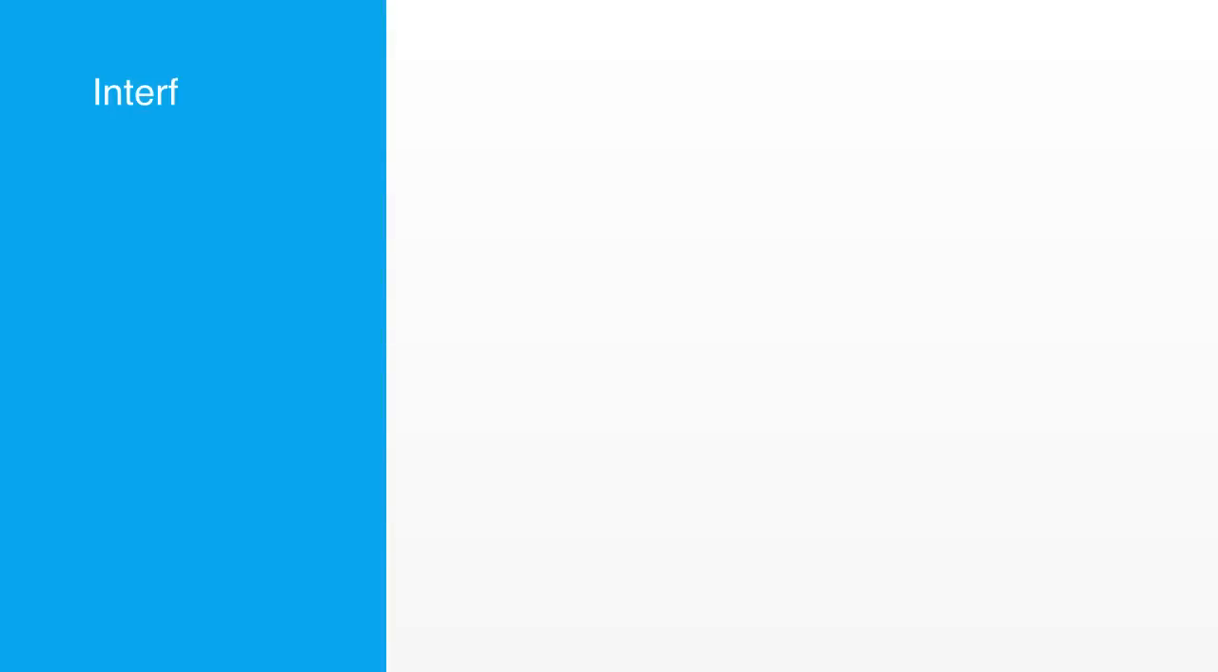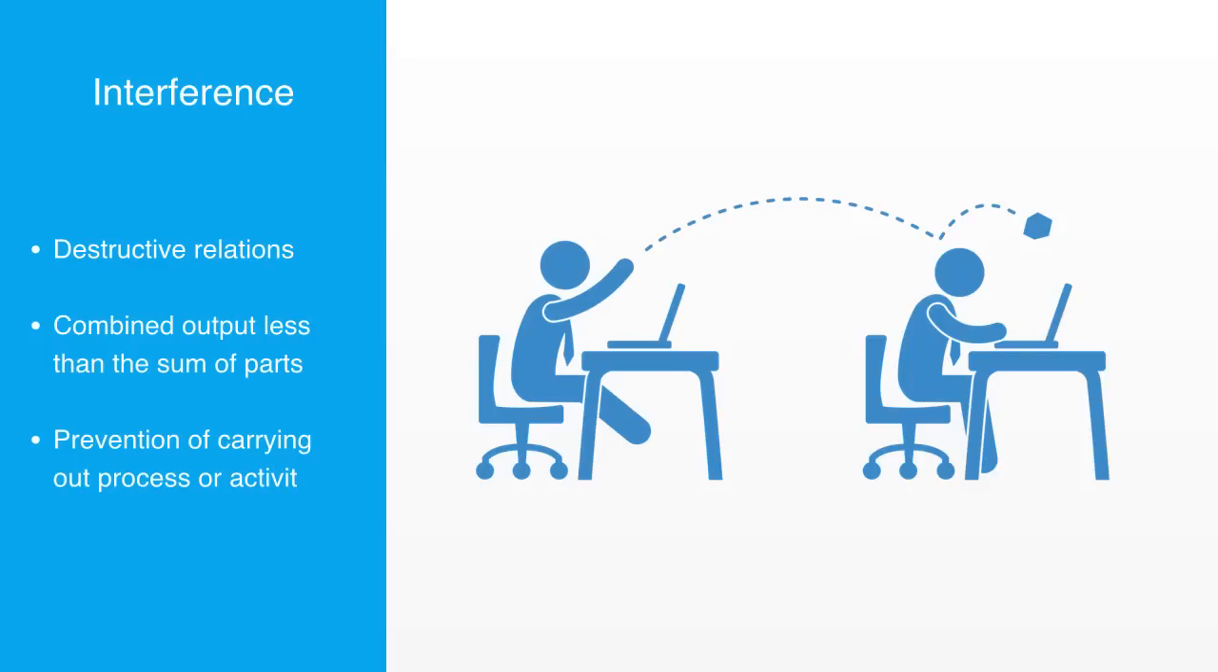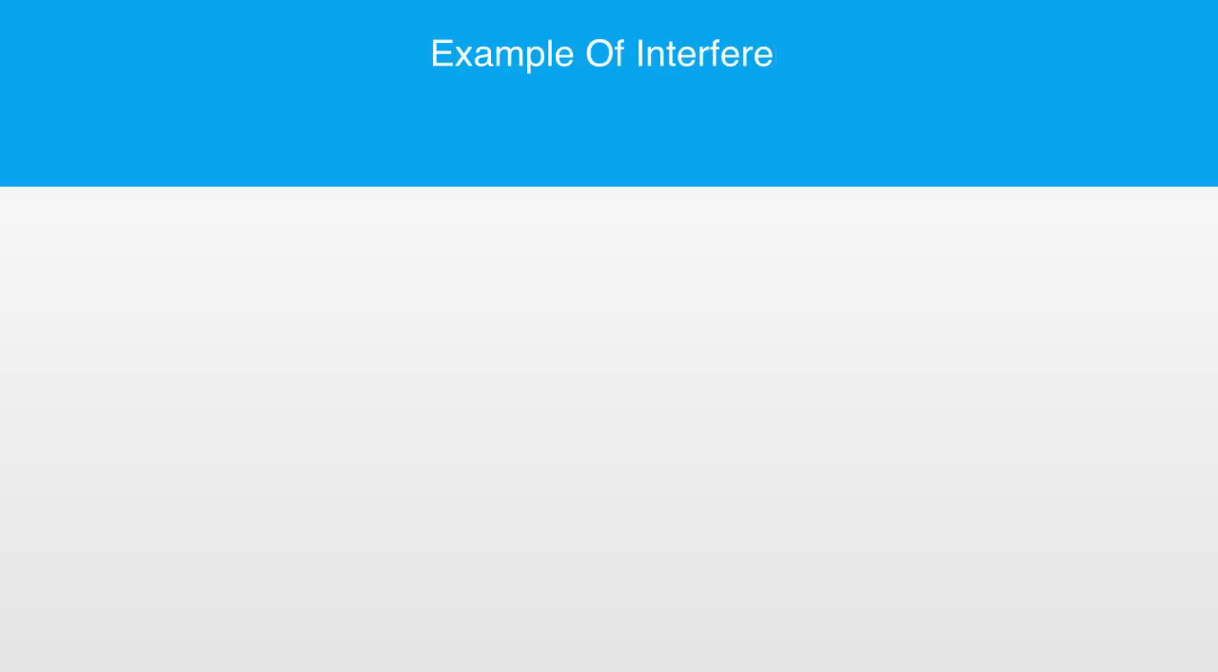In contrast to synergistic relations, we also have relations of interference that are destructive in nature, meaning they reduce the combined output of the system to less than the sum of its parts. Interference is the prevention of a process or activity from being carried out properly due to some interaction between elements or systems. An example of this would be the interference between two drugs.